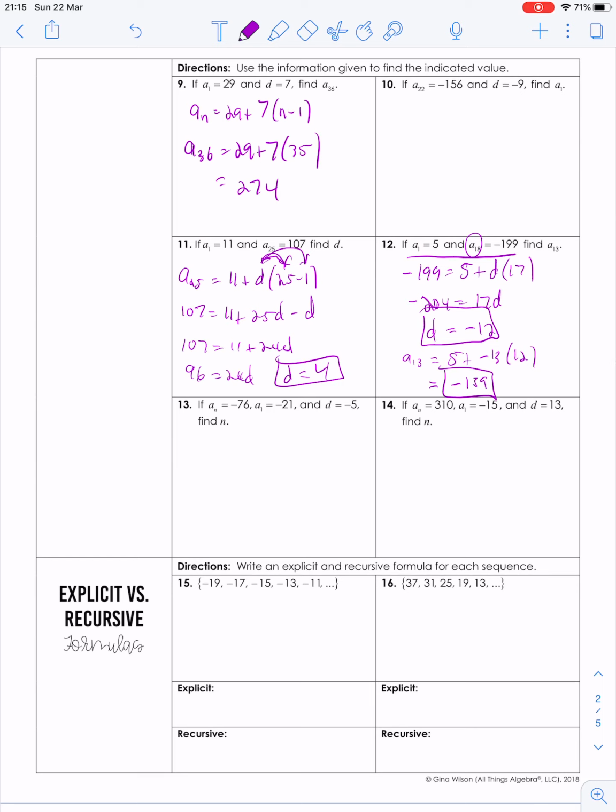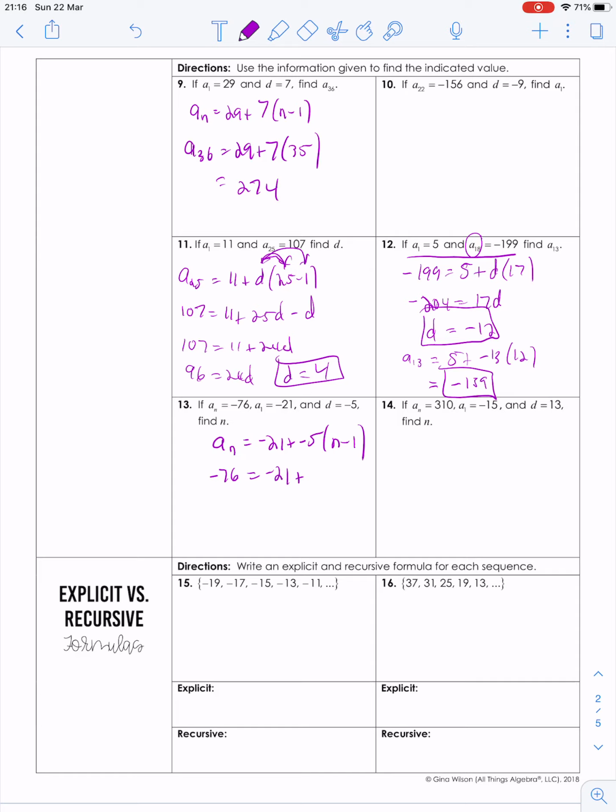So we have a of n, and we have a of 1, and we have d equals negative 5. So let's find n. We have a of n, so let's get our formula generalized here. A of 1 plus negative 5 times n minus 1. So we get a of n, that's negative 76, a of 1 is negative 21, and we need to find n.